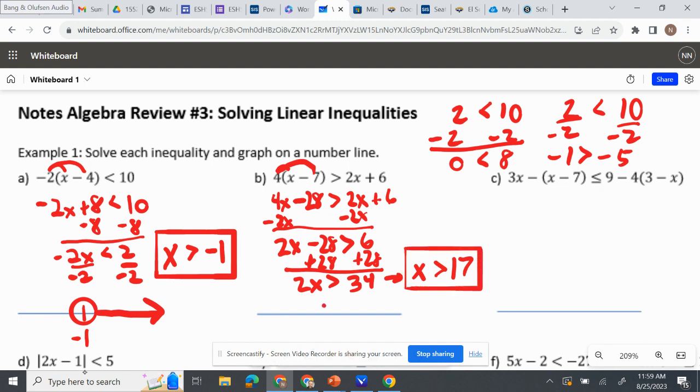When I graph this, I'm going to put 17 in the middle. I'm going to put an open circle, and then since it's greater than, it's going to go to the right.